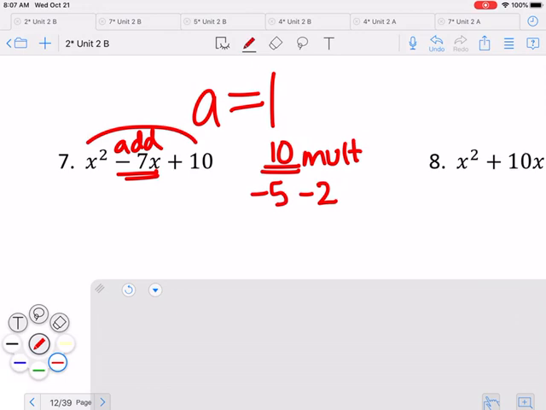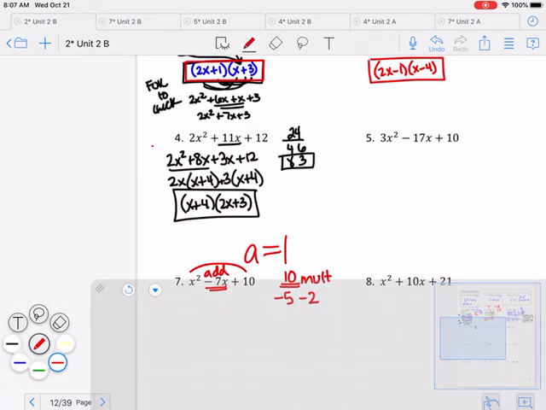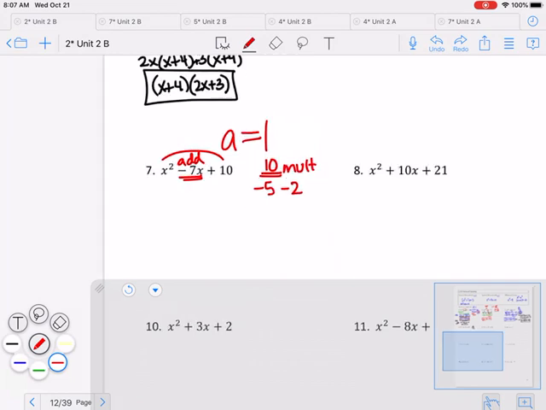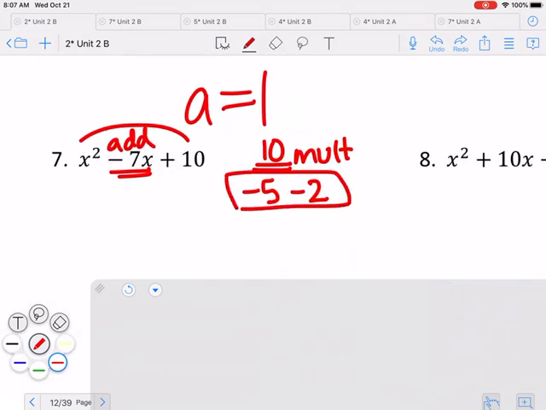But now, instead of having to do that whole big process like we did up here, these two numbers that I choose, those are the numbers that go into the binomials in the answer. Our answer here is x minus 5 times x minus 2.